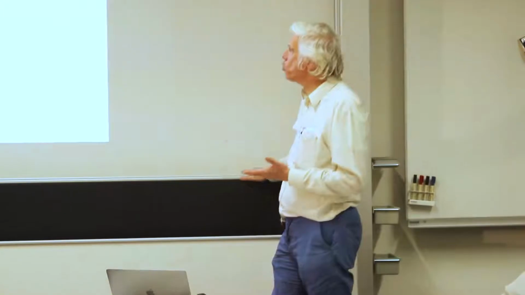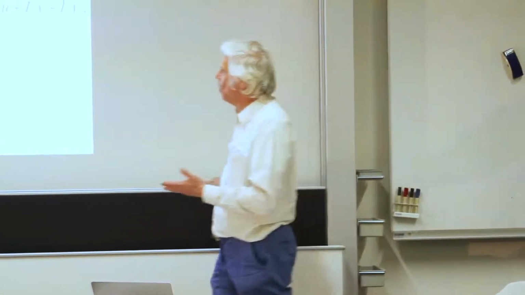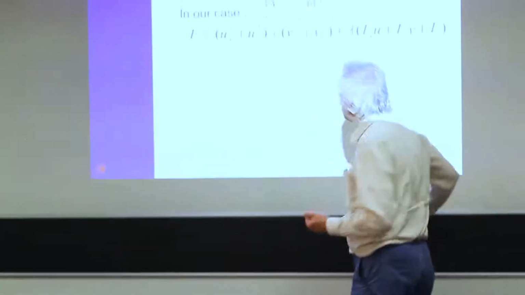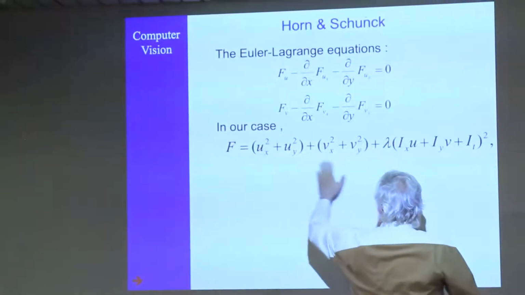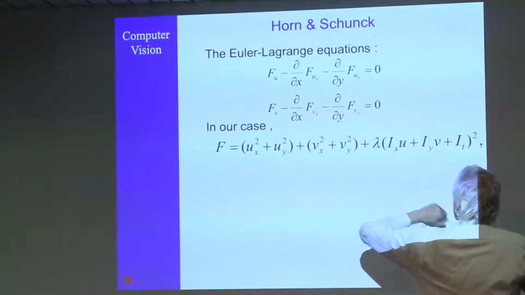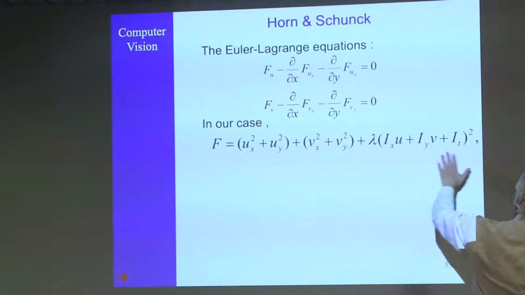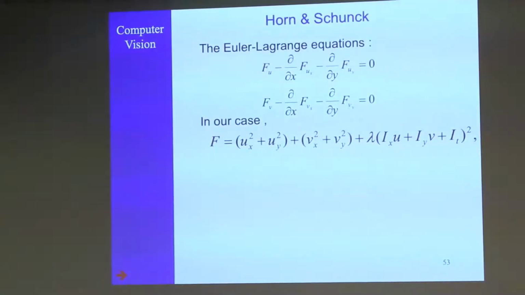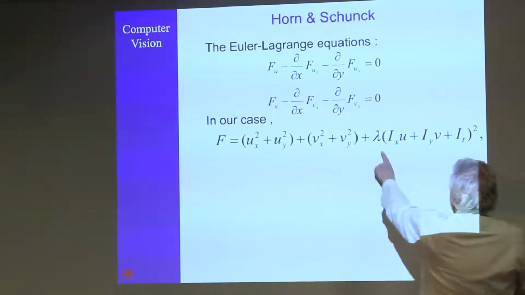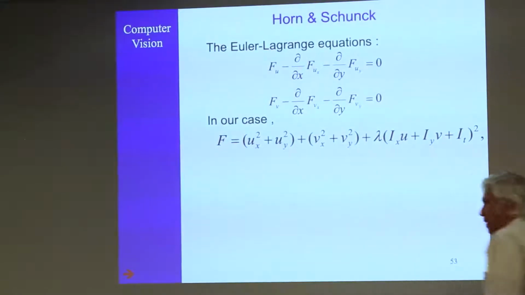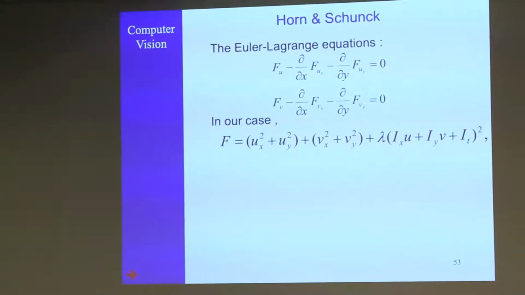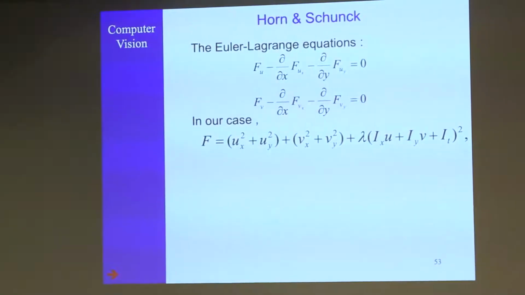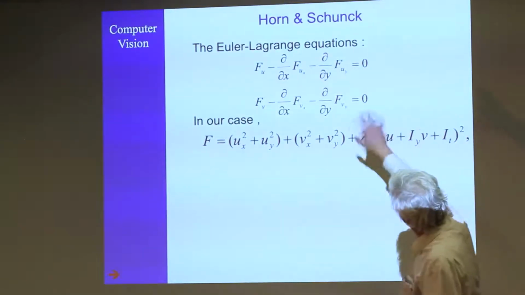Well, what was the function? What was capital F? Well, capital F was this weighted sum of the smoothness constraint that we saw, and then this optical flow constraint equation. And that was this weight lambda that we saw before. So we can now evaluate the two equations.